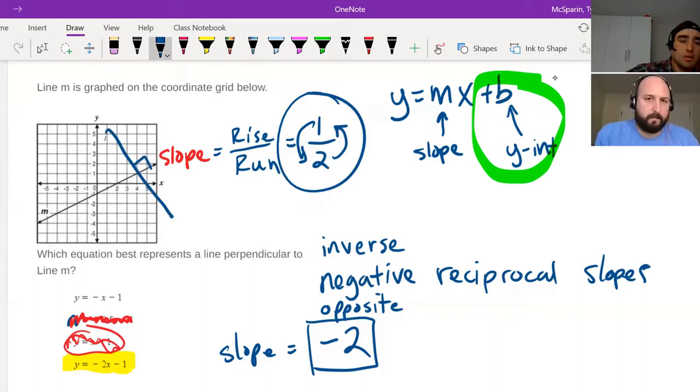So theoretically, if that had been -2, like that, that still could have been a correct answer, even though it has a different y-intercept. So I just want to throw that out there in case that shows up on the quiz.